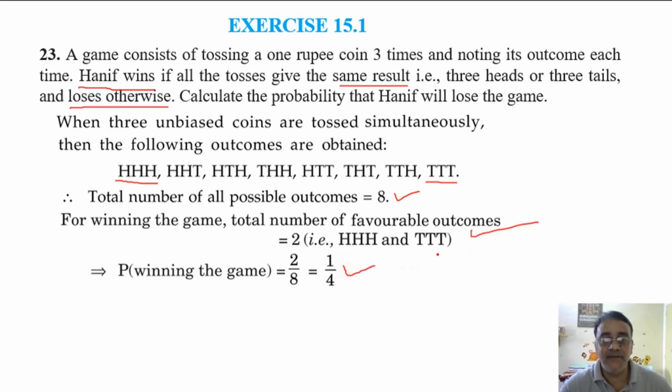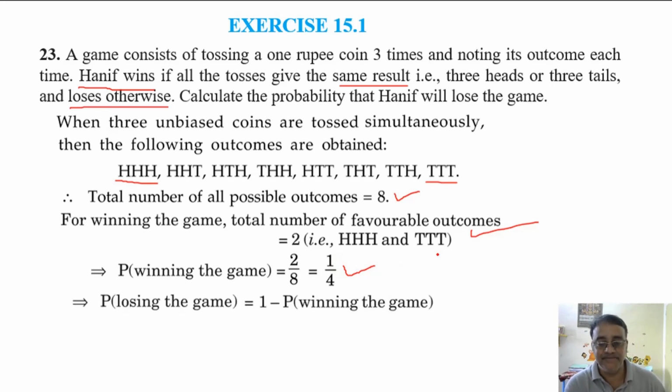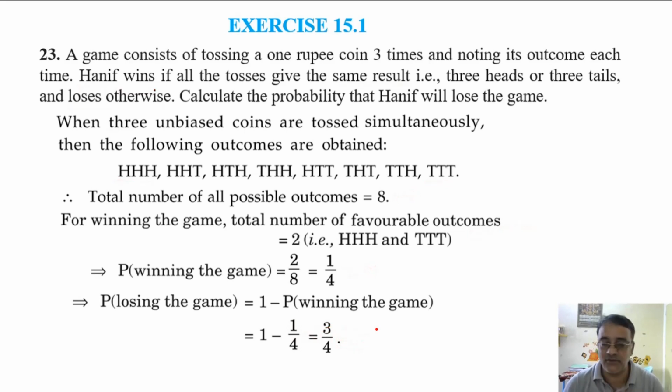And the probability of losing the game is equal to 1 minus P of winning the game. That is 1 minus 1 by 4, we'll get 3 by 4. Okay, this is one way of solving this question. Alternatively, the number of favorable outcomes for losing the game is 6, so P of losing the game will be 6 by 8, that is 3 by 4. In that way also you can solve this question.